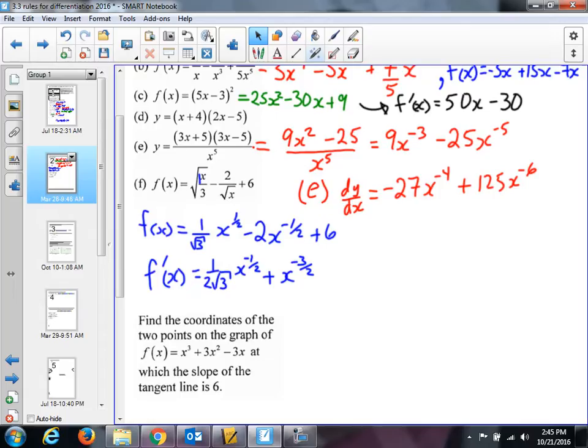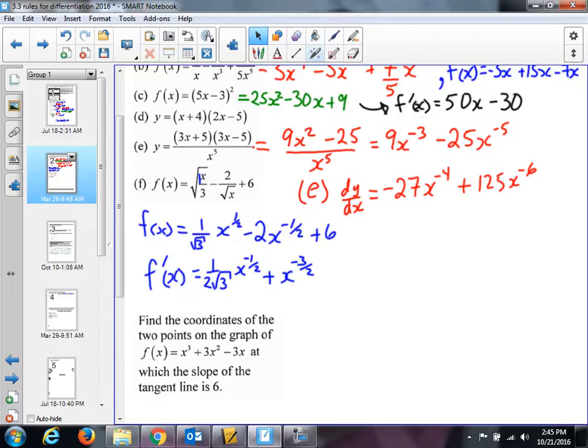I'll step aside now and you can see the answer. Is that what you guys are getting? Negative 3/2, negative 1/2 on the other. 1 over 2 root 3, x to the negative 3/2, or negative 1/2 plus x to the negative 3/2. I hope you understand, though, what x to the negative 3/2 means.